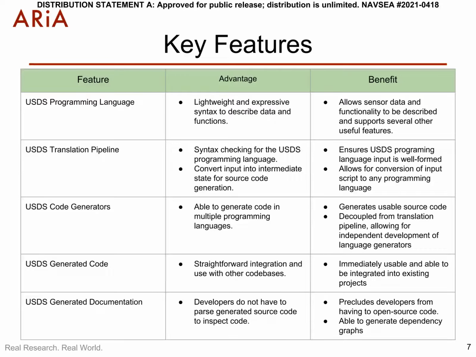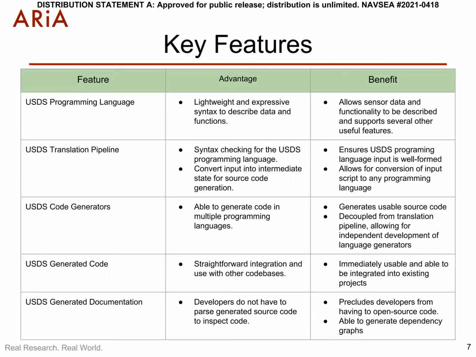The following table describes the key features for USDS. The first key feature is the USDS programming language. The advantage of this feature is that it provides a lightweight and expressive syntax to describe data and functionality. The benefits are that it allows sensor data and functionality to be described and also supports several other useful features, such as the ability to automatically generate a parser function for the defined data structures.